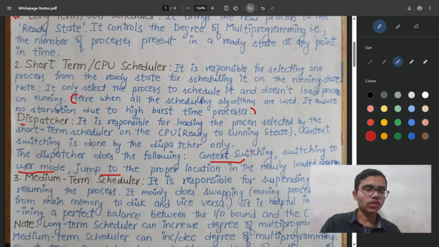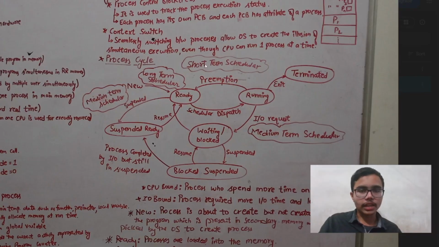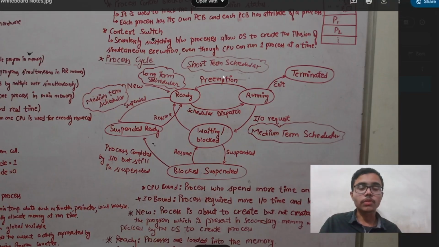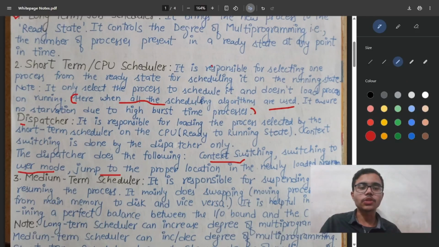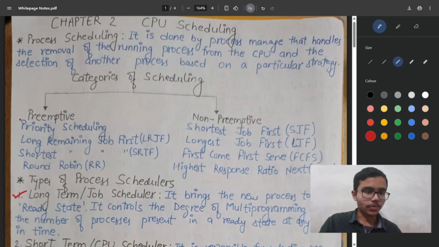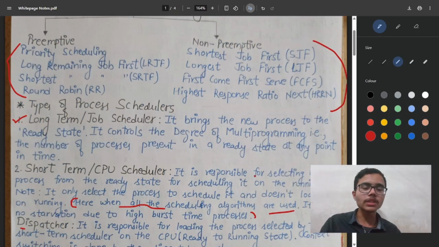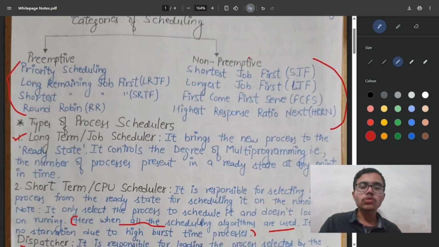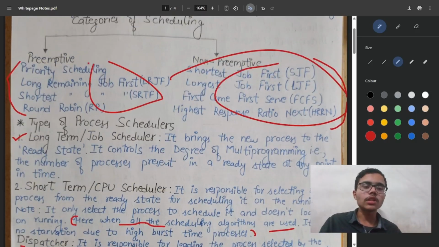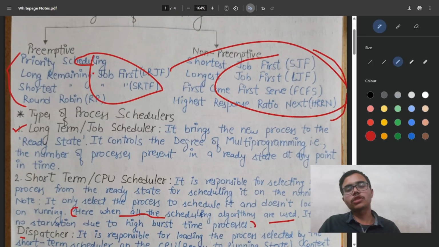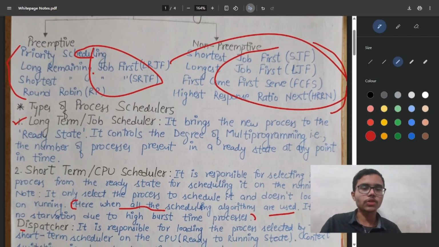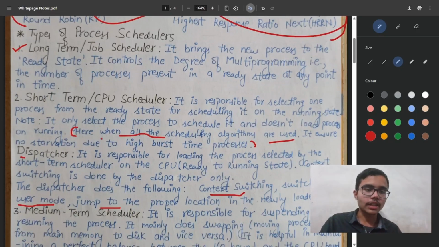So the short-term scheduler is also complete. Here is the point where all the scheduling algorithms are used. The long-term and short-term schedulers are not the algorithms which are used. The algorithms are the preemptive and non-preemptive algorithms. The short-term scheduler uses all these algorithms to get to know which job is going to be scheduled next. That's why all the scheduling algorithms are used here.